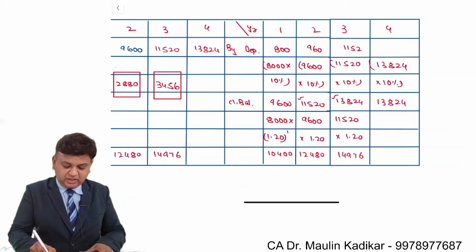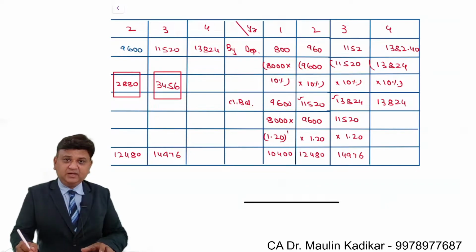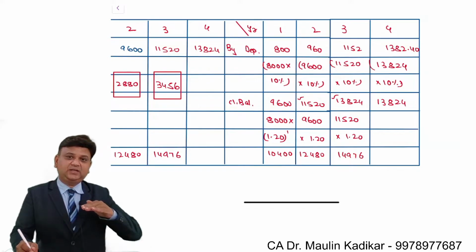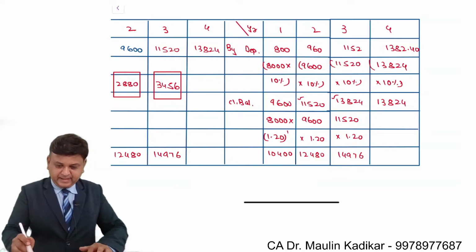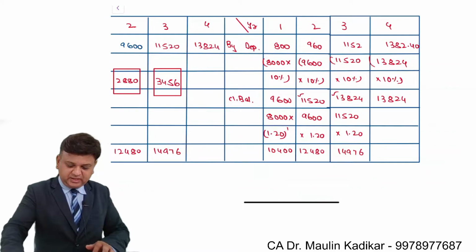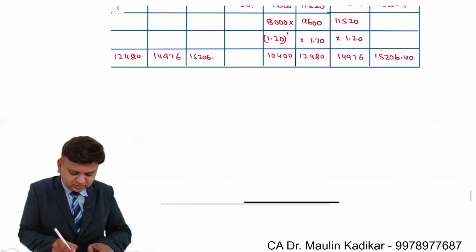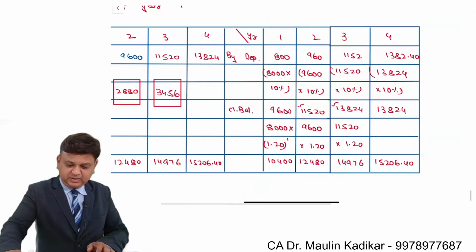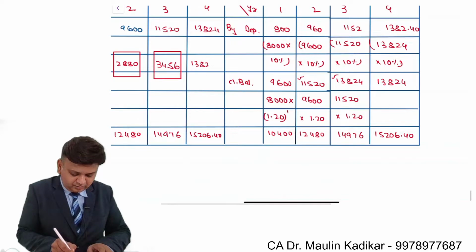So what will happen? The amount of the depreciation is 1382.40 and opening and closing are same. Why? Because the sales of the company will become stagnant. Since the sales of the company will become stagnant, so the assets of the company will also become stagnant. So 13824 plus 1382.4, so 15206.4. 15206.4 minus 13824, so 1382.40.